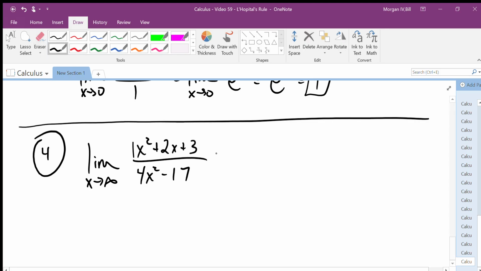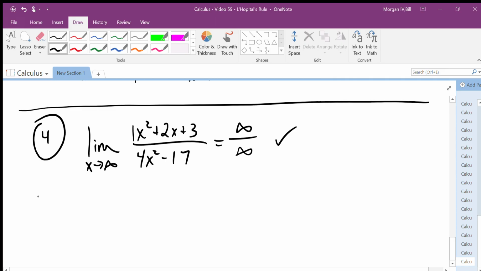But if you just plug in infinity, you get infinity squared plus 2 times infinity plus 3, that is infinity. 4 times infinity squared minus 17, that's still infinity. So infinity over infinity is one of the 2 ways that we can use L'Hopital's rule, 0 over 0 or infinity over infinity. So what we can do is take the limit as x goes to infinity of the derivative of the numerator over the derivative of the denominator. It's a good idea here to pause the video, work through this one on your own, and see if you can find the correct answer.